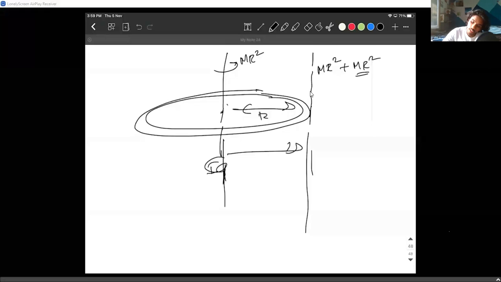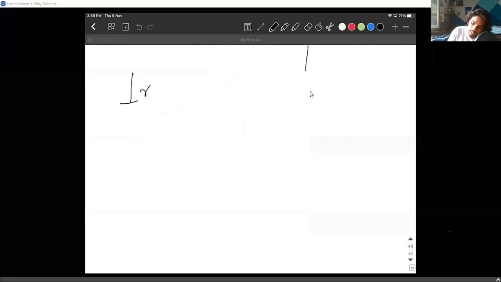Now let us look at the perpendicular axis theorem.